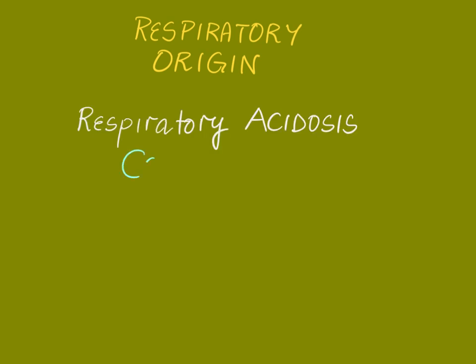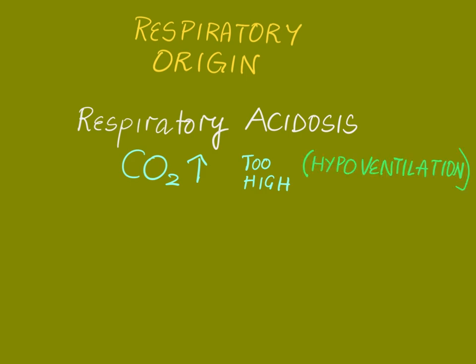Now for the respiratory origin of acid-base imbalances. Respiratory acidosis is caused by too much carbon dioxide in the blood. When there is too much carbon dioxide in the blood, it combines with water and makes too much carbonic acid. So you end up with acidosis. This happens when a person doesn't breathe properly. In the case of asthma, emphysema, or bronchitis, the person undergoes hypoventilation, which means too little breathing.